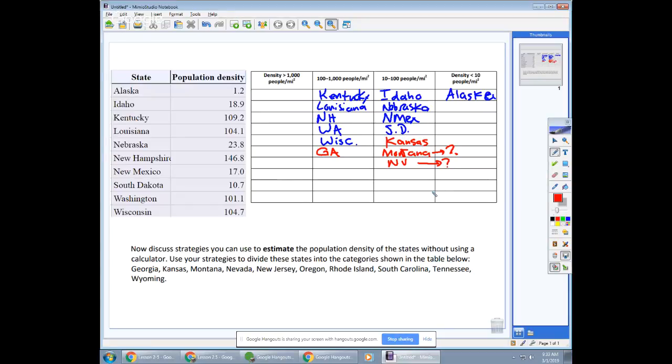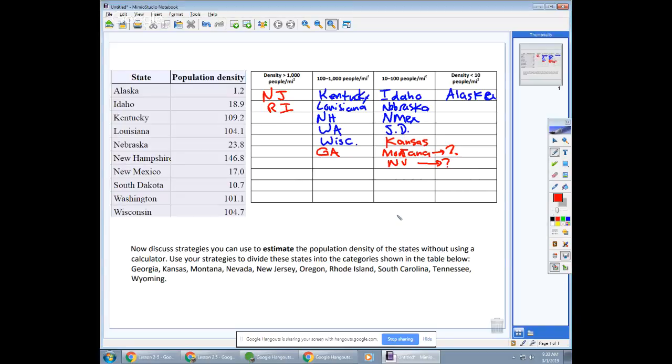Or New Jersey. I grew up on the East Coast in Rhode Island, and you can't spit without hitting another person. So I'm going to say Rhode Island and New Jersey are probably way over here, over 1,000. I'm just going to guess. I'm going to put NJ. I would think with those.